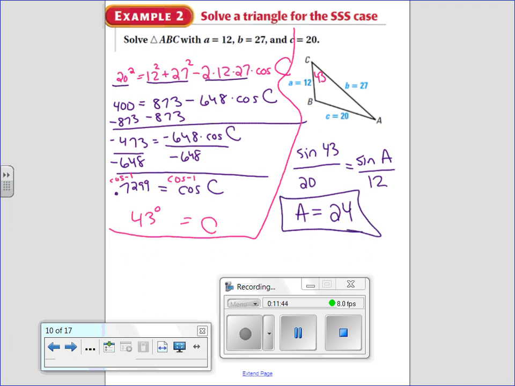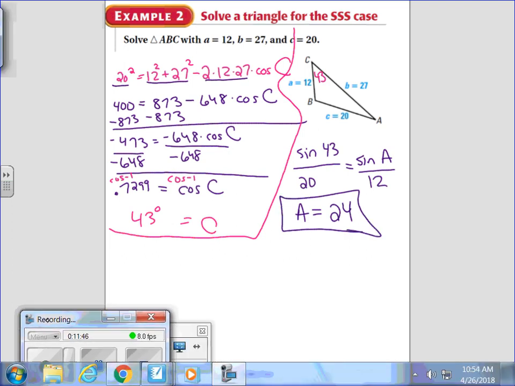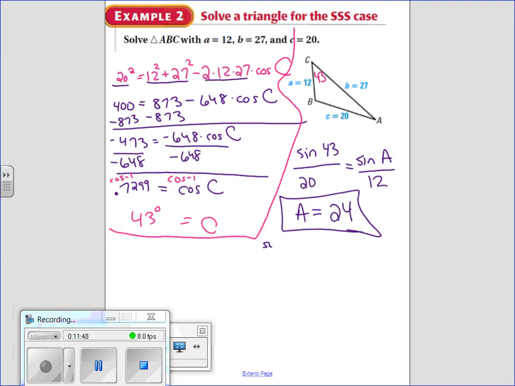Now, since we did a sine inverse, we do need to explore the possibility of the supplement of A also working for A. What's the supplement of A? 180 minus 24? Is 156 too big, or would 156 work in place of A? 156 plus 43 is 199. So too big, which is great. Awesome sauce.